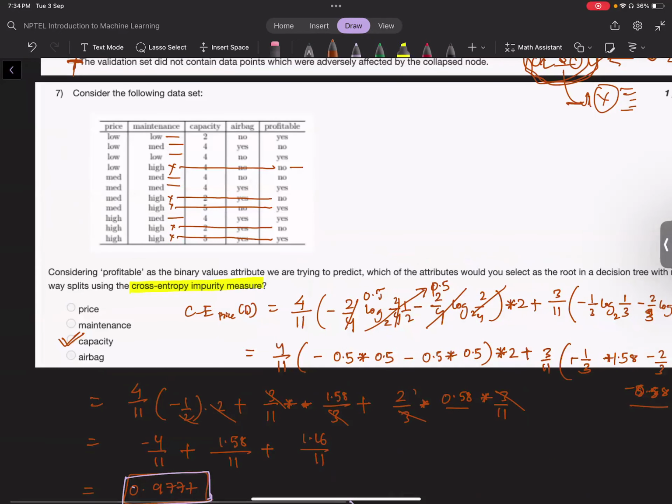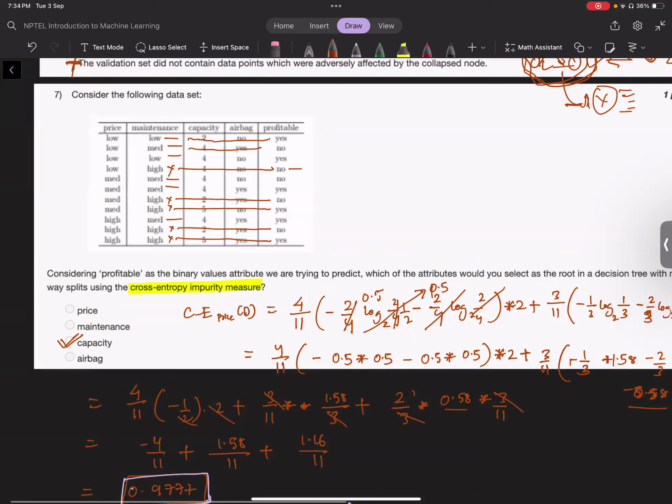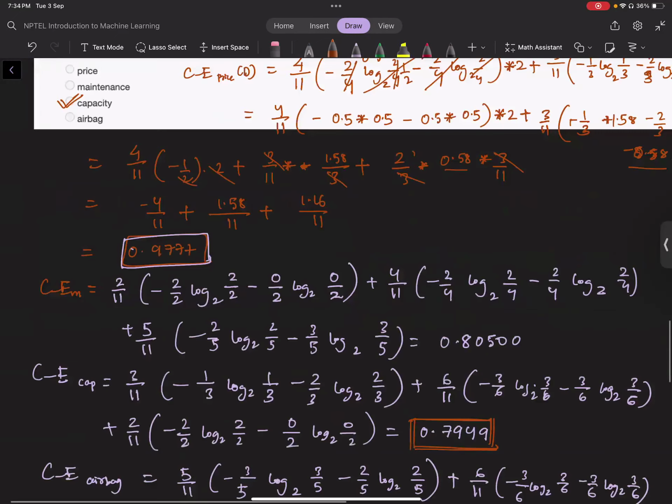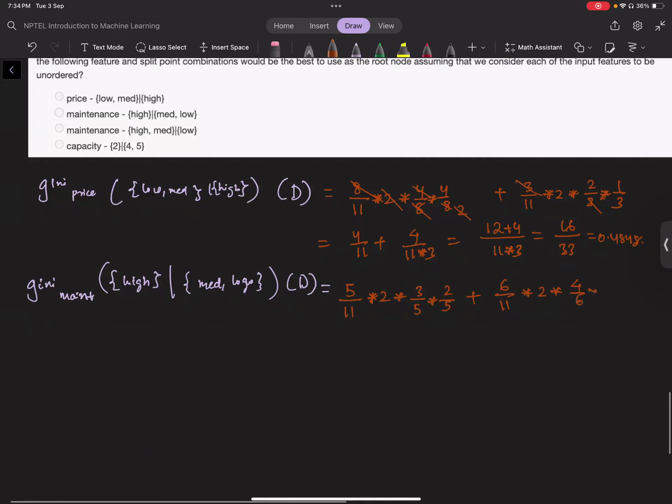Similarly for this, 1 yes, 1 no, 2 yes, 3 no, 3 yes, 4 yes. So 4 by 6 into 2 by 6. We'll calculate this. Cut, 12 by 55 plus 3, 8 by 33.